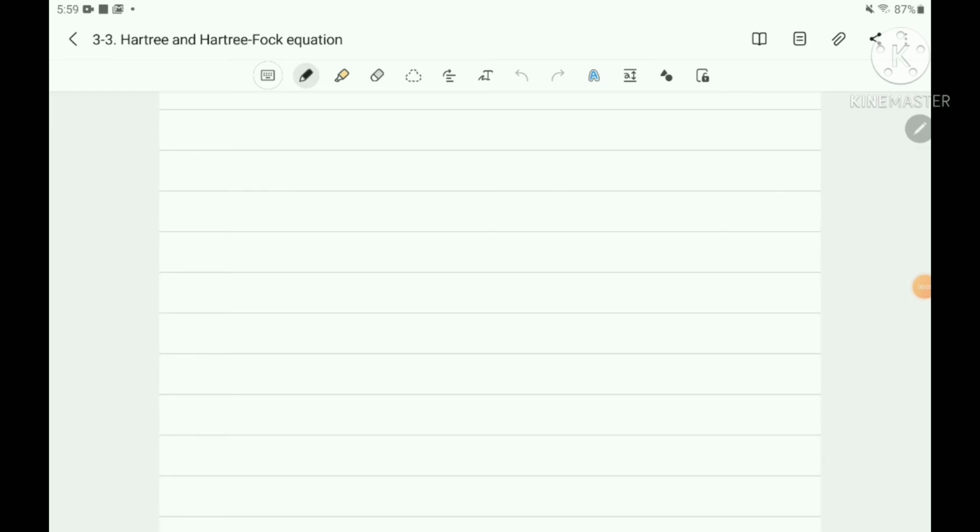Finally, I will introduce the Hartree and Hartree-Fock equation. It is a basic, fundamental equation to calculate the many-electron system. The Hartree-Fock equation is the equation for a many-electron system.